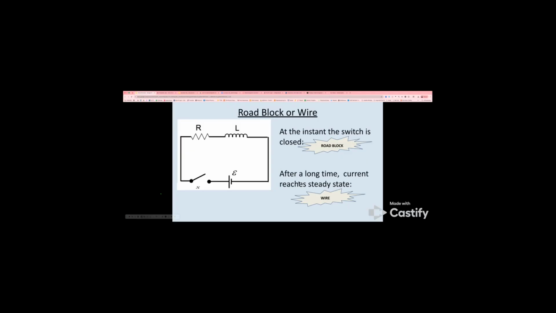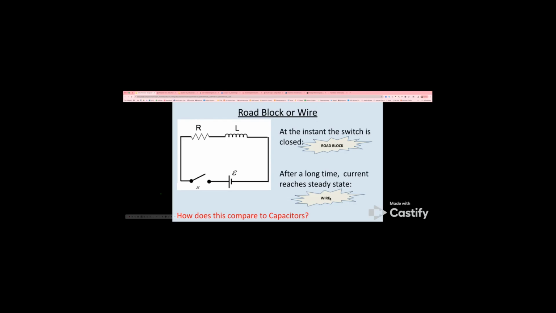Now, I want you to think about how this is different for a capacitor. If you put a capacitor here, how would that capacitor act at the instant the switch is closed and after a long period of time? I hope you guys came to the same conclusion I did. It's actually opposite. For a capacitor, the instant the switch is closed, it acts as a wire because it doesn't have any charges on it, so it won't oppose the flow of current.